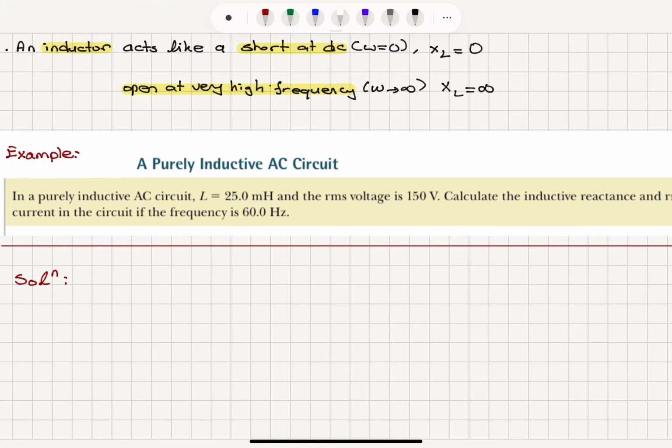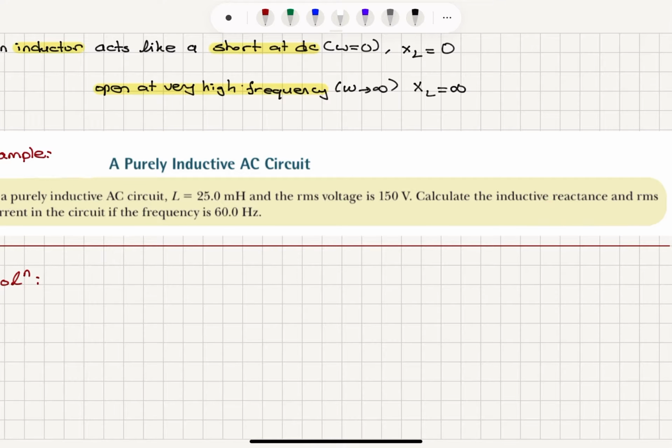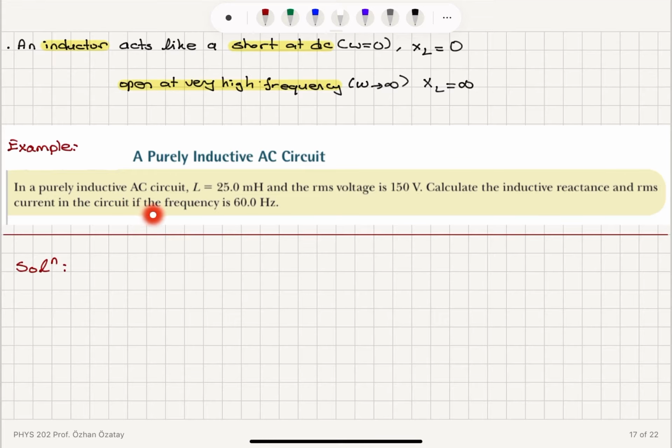All right, so let's take a look at an example. In a purely inductive AC circuit, the inductance is 25 millihenries and the RMS voltage is 150 volts. Calculate the inductive reactance and RMS current in the circuit if the frequency is 60 Hz. The inductance L is 25.0 millihenries. The RMS voltage is 150 volts. The frequency is 60 Hz.